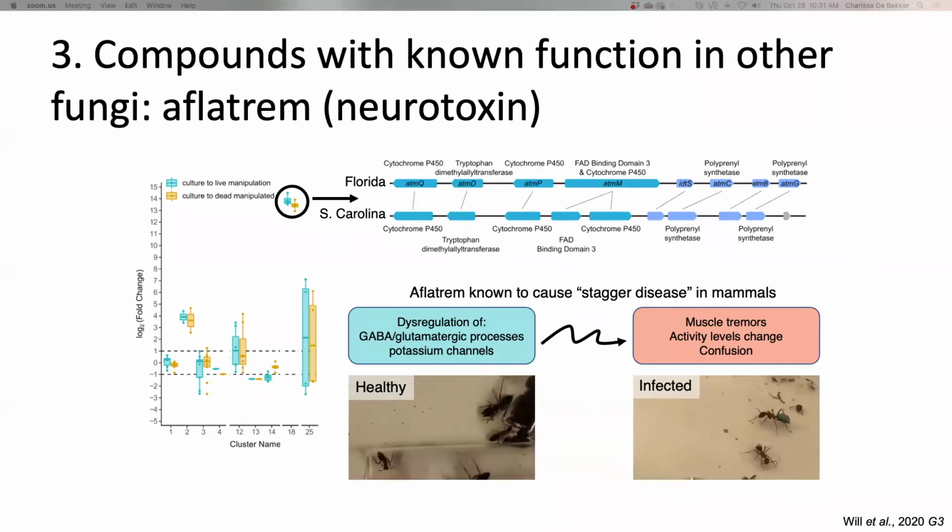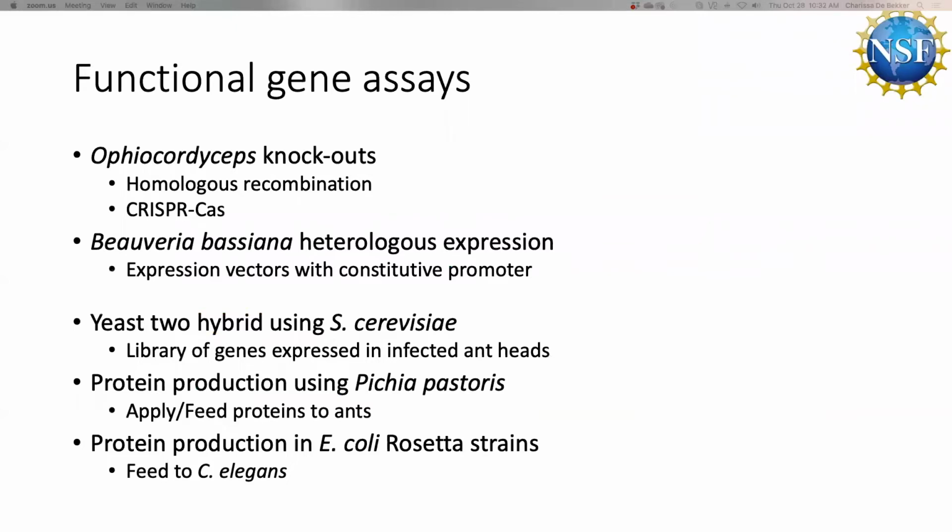We also did this for the ant side of things, but I'm not going to talk about that today. I focused on the fungal side here. But what we're doing next is trying to see which of these compounds are really essential to this manipulation process, to learn more about their exact function that is now inferred from homology through our annotations.